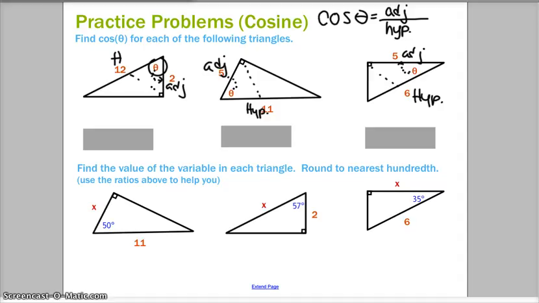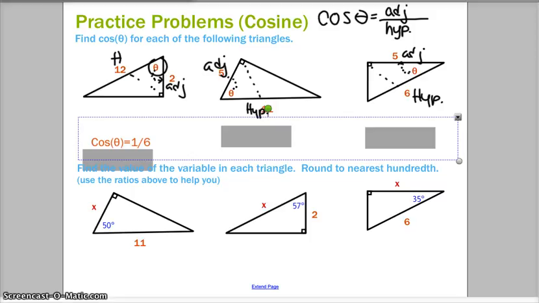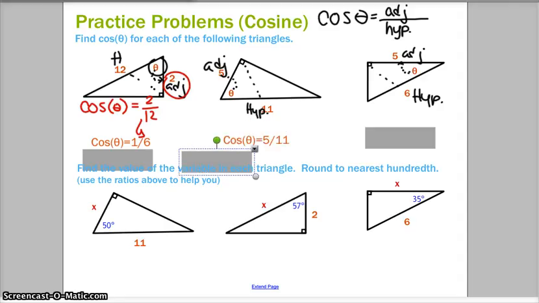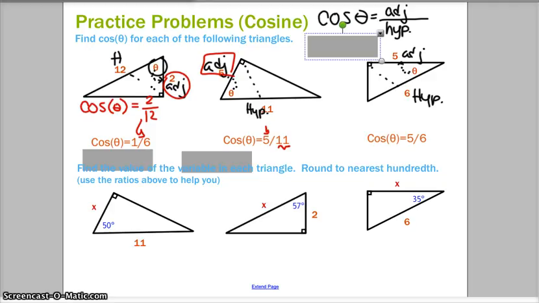So when we set up our fraction, we have the cosine of 1 over 6, because cosine of theta equaled the adjacent over the hypotenuse, and all I did was reduce. Not a big deal. Here I had the cosine of 5 over 11, because the value of the adjacent went on top, and the value of the hypotenuse went on the bottom. And for the third, I have the cosine of 5 over 6. The adjacent value always goes on the top of the fraction, and the value of the hypotenuse always goes on the bottom.